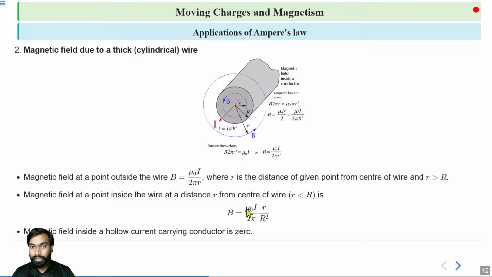If the conductor is hollow, that is, no current flows in the center region, the magnetic field inside the hollow part is 0 since no current is enclosed.